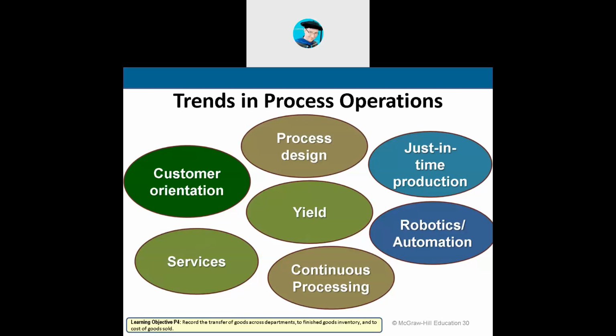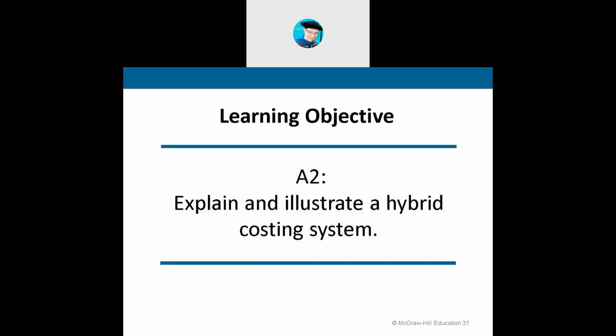Right? And it's all automated. It rolls down the conveyor belt by itself. Machines do all the work. The humans are there to supervise the work that the machines are doing. It's a continuous process improvement. It follows a process design. It's robotic in nature. So these are the trends in process costing.